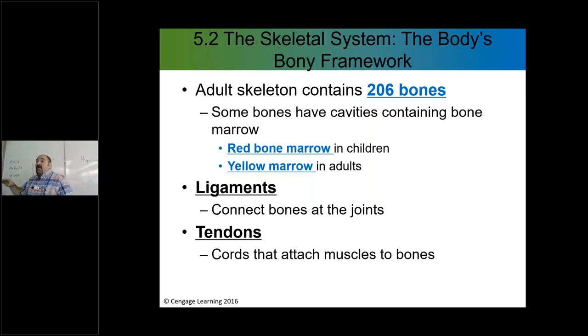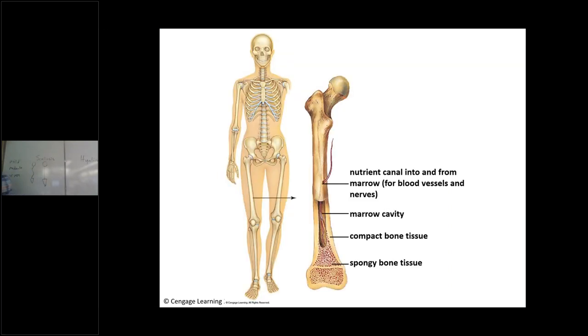So red and yellow marrow, ligaments and tendons. We talked about these, right? Ligaments connect bone to bone. Tendons connect muscle to bone, right? Now, here what I want to point out to you is, see the cavity?